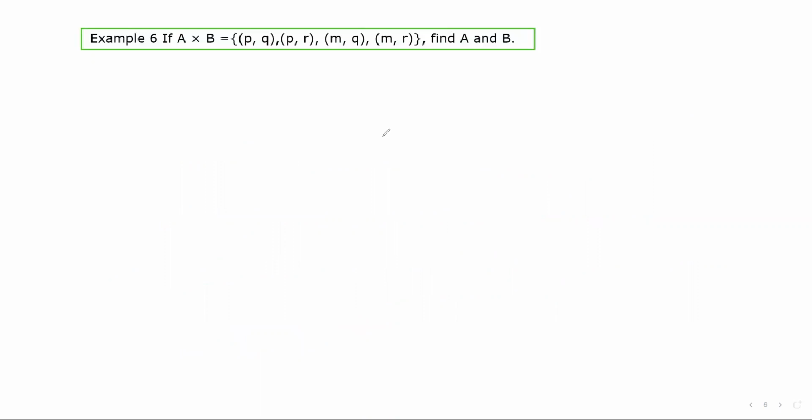Next, if A cross B is given, you have to find A and B. Now we know that A would be all the elements which come first. So A is the first set, all the elements which come first in the ordered pair. That's why A can be written as a set of P, M, because there are only two unique values here. Similarly, B is a set of all the elements which come at the second position of your ordered pair. Here they are Q and R. Sorry, did I write Q here? It has to be M. Yes, P and M in the first position, Q and R in the second position.